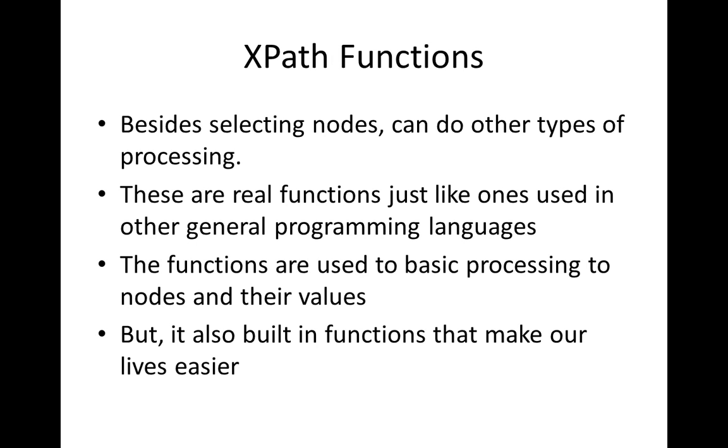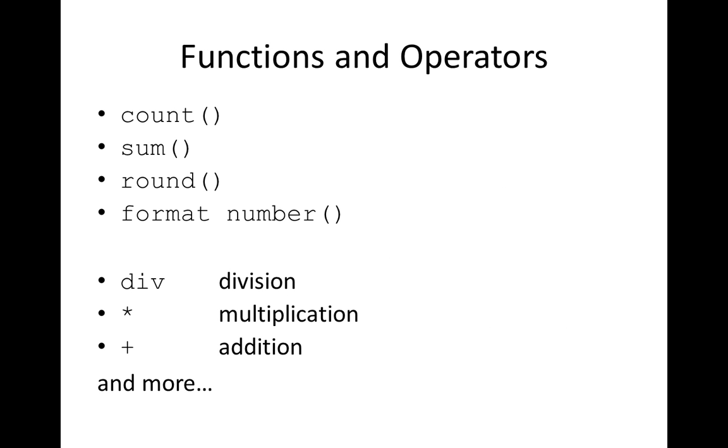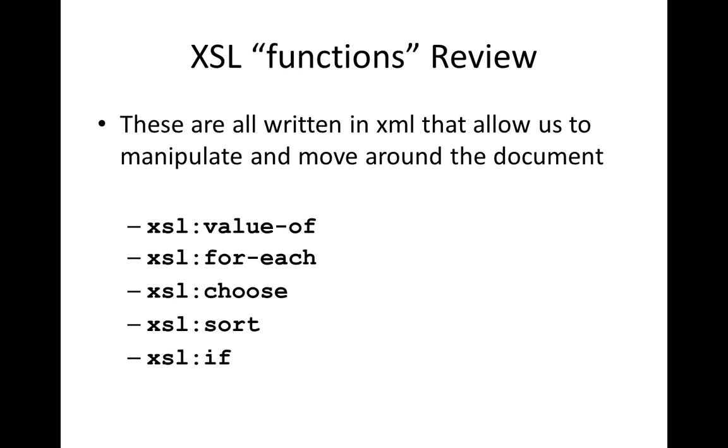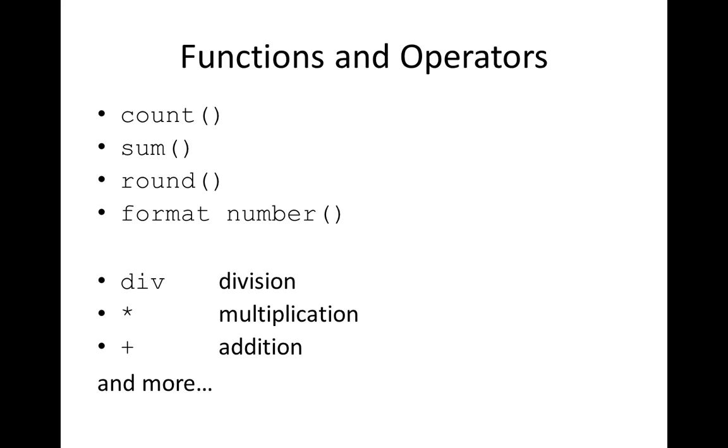XPath also has functions. It can do various types of processing. These are functions just like the ones used in general programming languages. But these are built in, so typically anytime we use them, you're going to use them in the context of XSLT. They will not have xsl: in front of them. If you remember our xsl:value-of, you're going to have to use xsl because it's part of the XSLT namespace. XPath's a little different. Normally you're not going to be using that prefix. All you have to do is just type it out like what we have here.